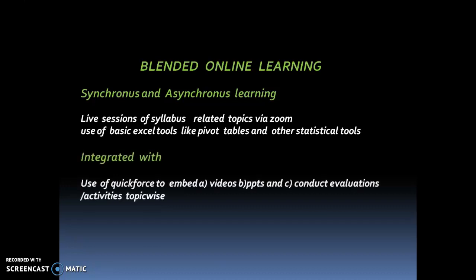Now, this could be integrated with asynchronous learning, use of QuickForce. I'm sure you would be familiar with QuickForce, and you would have access to QuickForce also. So what I would be doing is embedding short videos, PPTs, and also conducting all the evaluations online, as well as activities would be given, administered topic-wise and session-wise. You would be given the timelines for each of this, and you would be expected to complete it before the deadline.